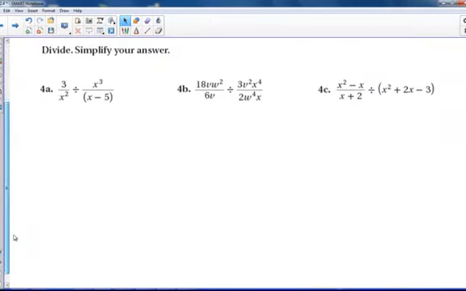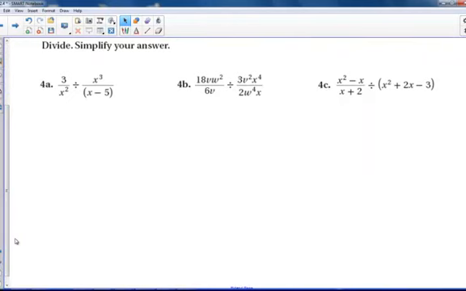All right, now we have the division. In division, we're going to multiply by the reciprocal, just like we did on that very first exercise. Change this to multiplication and flip the fraction behind it.